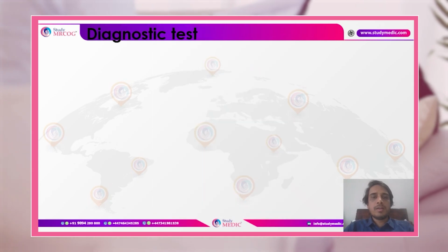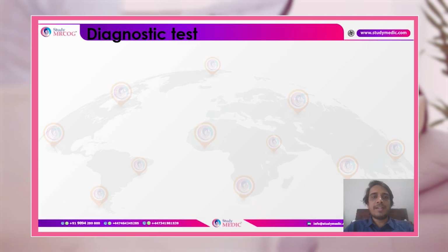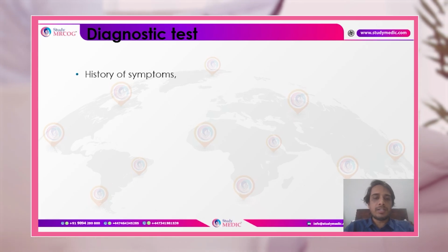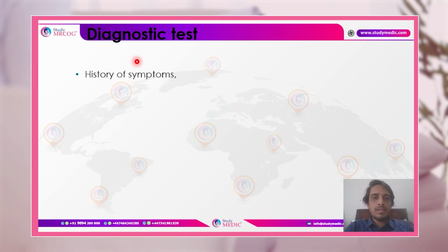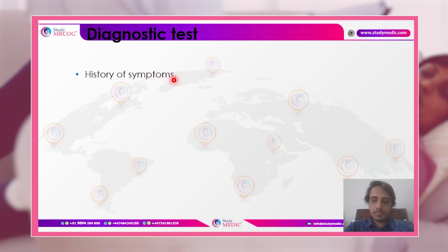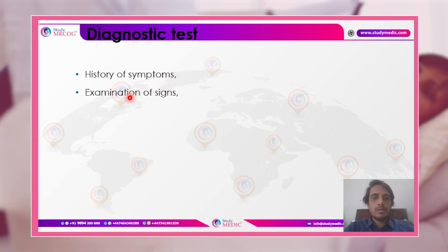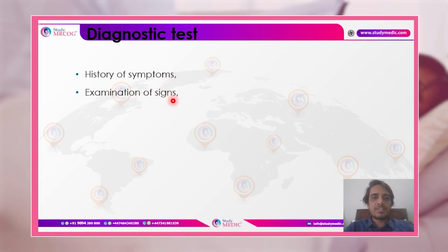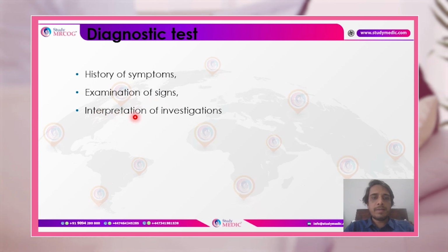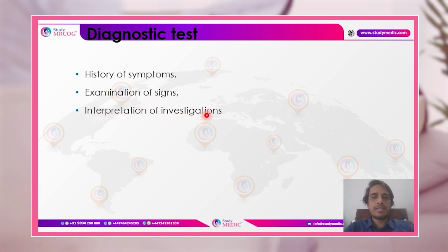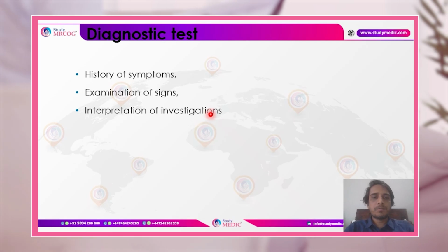Now, how do we diagnose? We use a diagnostic test. What can be a diagnostic test? The diagnostic test can be the history of symptoms, or the examination of the signs, or we can diagnose by interpretation of the investigations. All this can be considered as a diagnostic test.